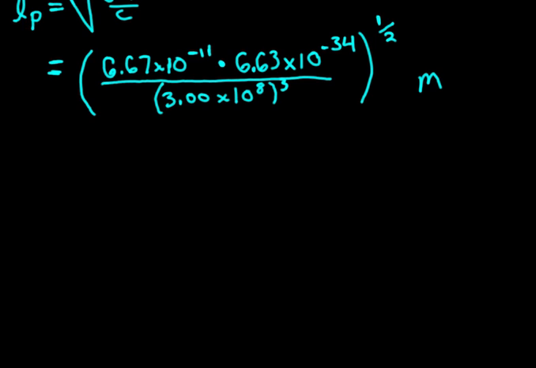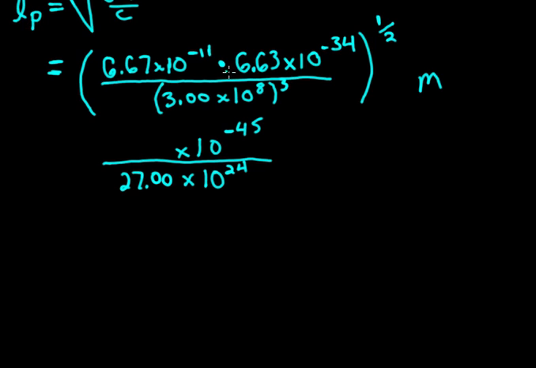So let's group some things together. So I'm going to cube 3. So 3 times 3 is 9, times 3 is 27. 3 cubed is 27. And 10 to the 8th cubed, using our law of exponents, is 10 to the 24th. So there's our denominator. Now 10 to the negative 11th and 10 to the negative 34th is going to give me 10 to the negative 45th.